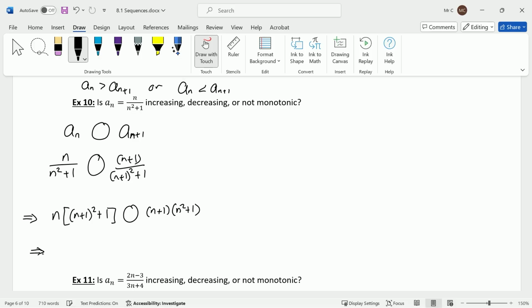So no flipping inequalities on this one. Let's multiply this stuff out. We get n squared plus 2n plus 1 plus 1. That's n squared plus 2n plus 2.